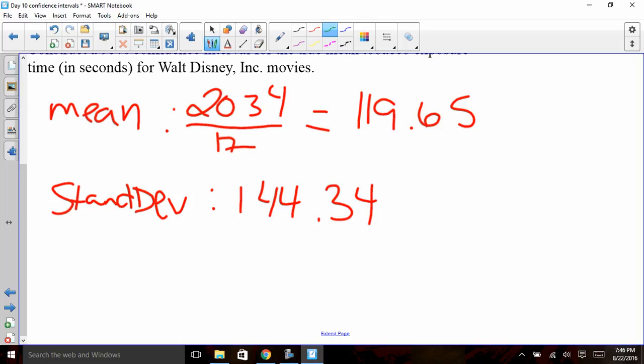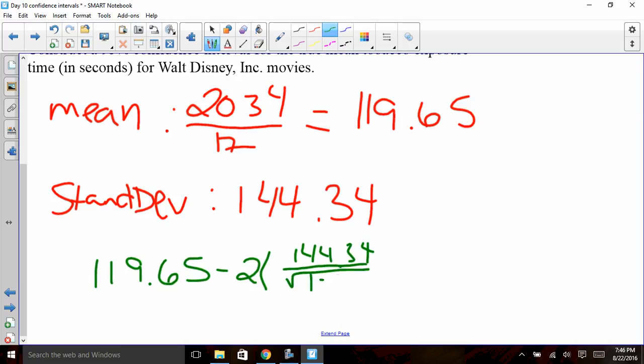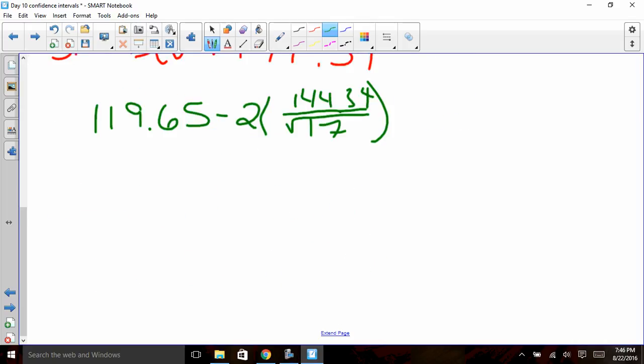So then I'm going to say I have my mean, which is 119.65, minus 2 times my standard deviation of 144.34, divided by the square root of my sample size, which is 17. That's going to get me what's called the lower bound, or the smaller part of the value.